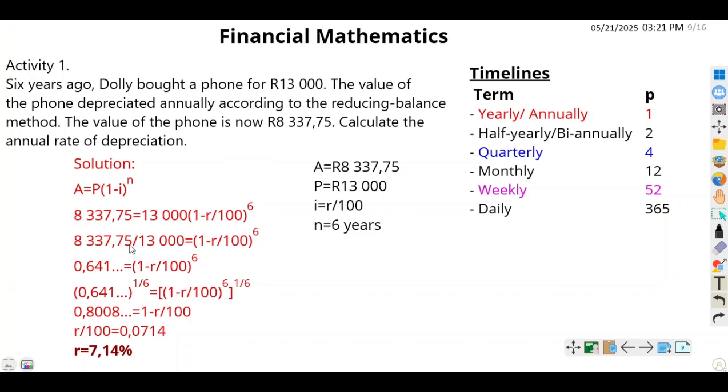So now you go with the calculations, you simplify, and R over 100 is equal to 0.0714, and you multiply by 100. Therefore R is equal to 7.14%. Here they said calculate the annual rate of depreciation. So the rate of depreciation is 7.14%. Okay, so that is it.